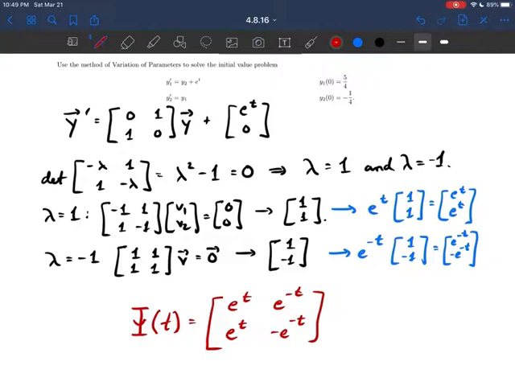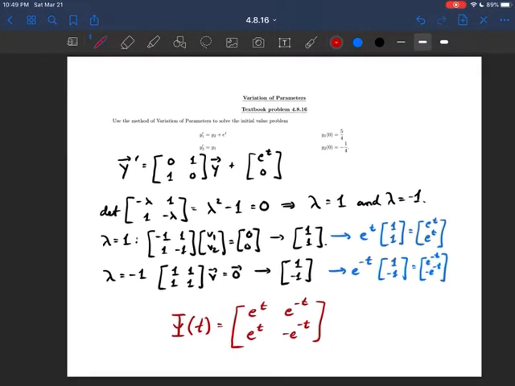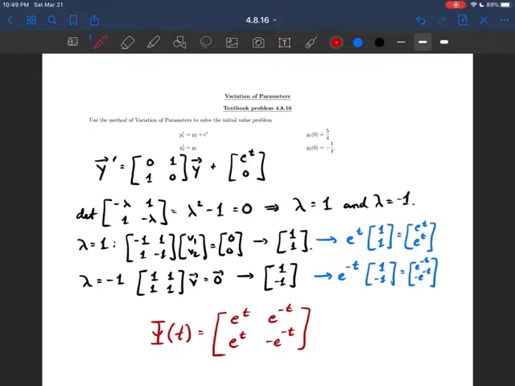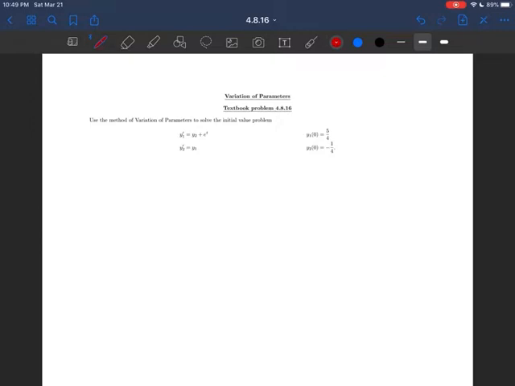Now, you could have done those in the reverse order. You would get a different fundamental matrix. And that would make all the steps that we're about to do look a little bit different, but at the very end, it should all come out the same because there is a unique solution to this initial value problem. So no matter which method we choose to get there, we're going to end up at the same place. All right, so now we are going to try to use this fundamental matrix to solve.